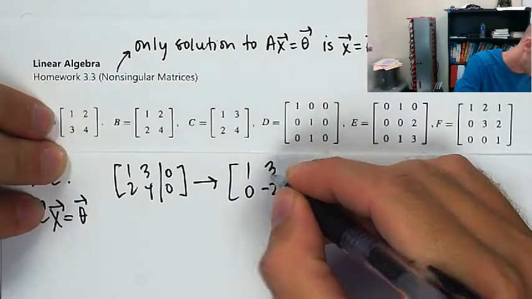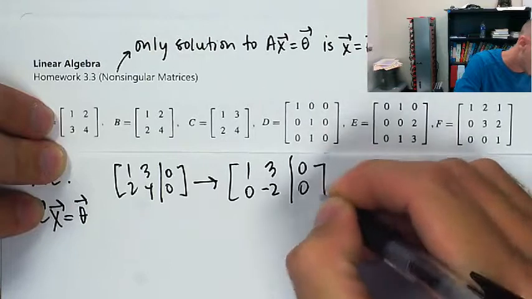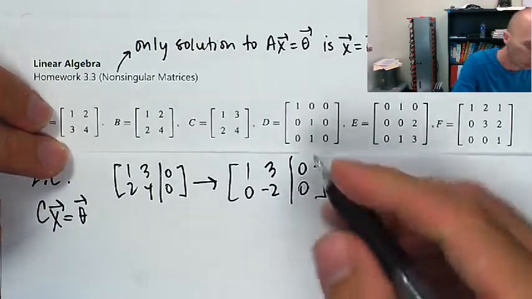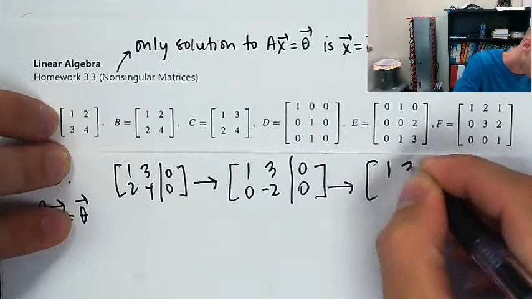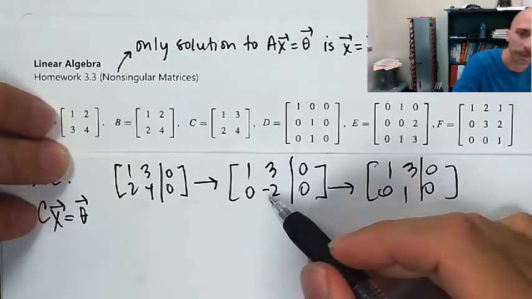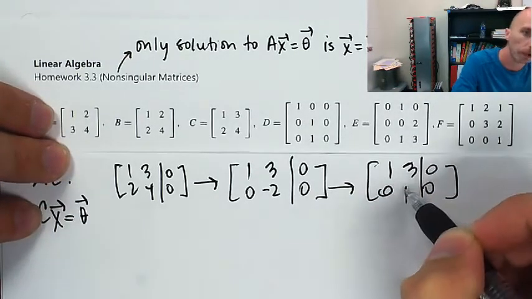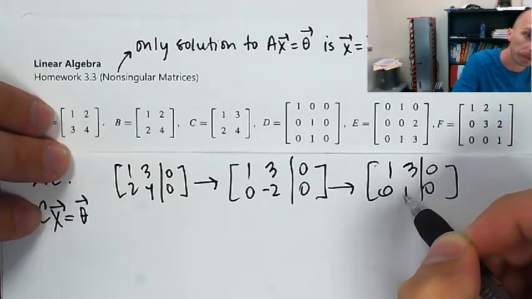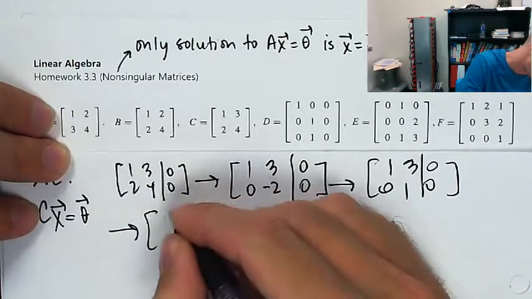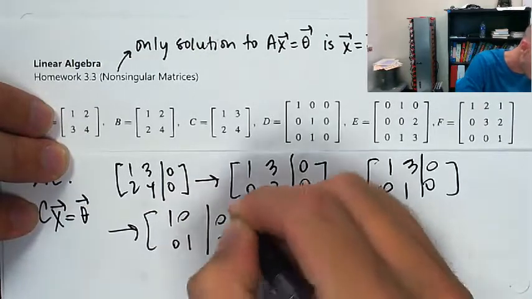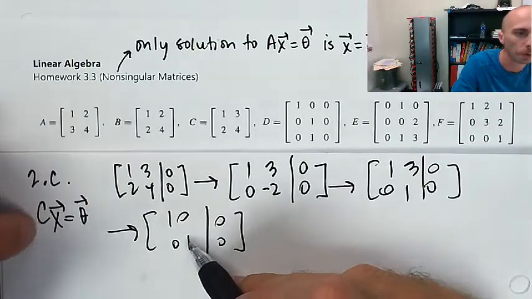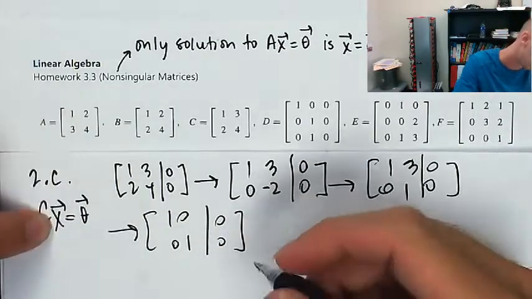And then that was a 3, 0, 0. Okay, now I'm going to bring that down to a 1, as in dividing row 2 by negative 2. And then I'm going to subtract the second row from the first row to kill off that 3. And so I will have 1, 0, 0, 1, 0, 0. And I'll say that the only solution here is where x1 equals 0 and x2 equals 0, meaning that x equals 0.